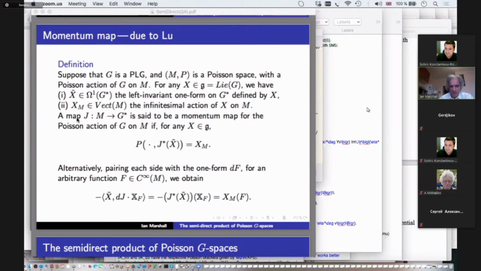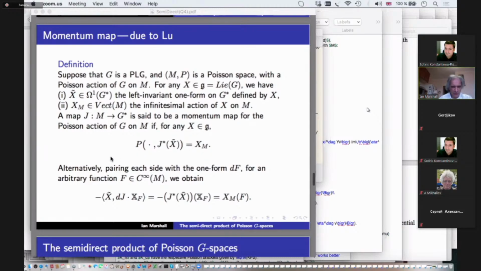And now we'd say that a map from M to G star is a momentum map if these two representations are related by the Poisson structure. So if I pull back X tilde, this is a one form on G star, so the pullback of X tilde will be a one form on M. So I contract this one form on M with the Poisson tensor, I should get a vector field on M. And if this vector field on M is the same as X_M, then this is said to be a momentum map.